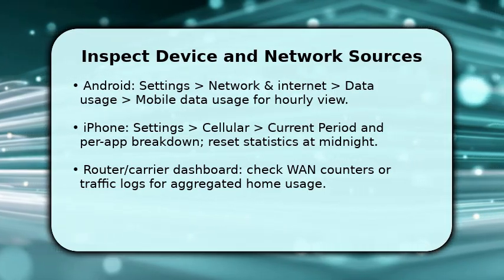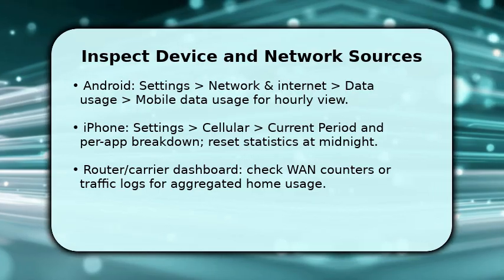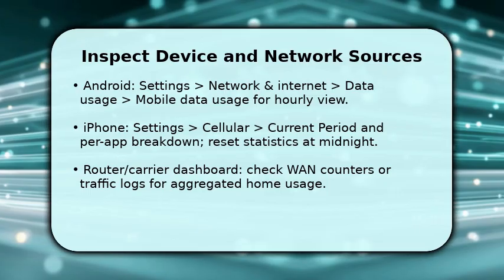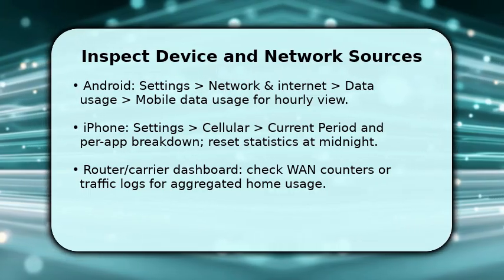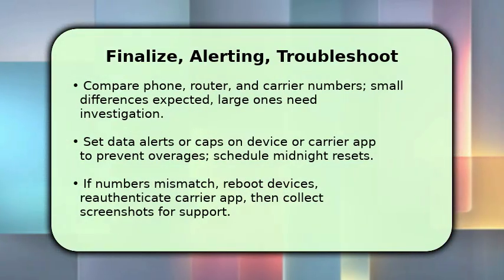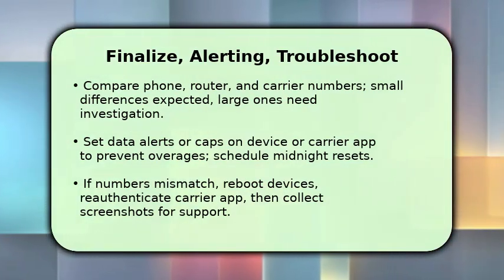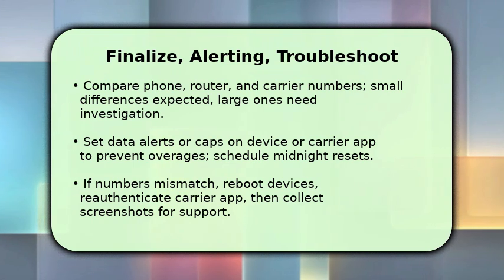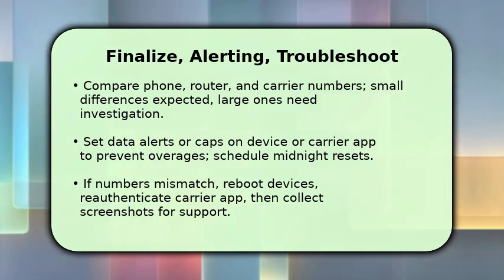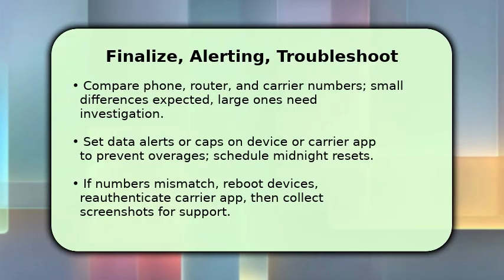For Wi-Fi, log into your router or carrier dashboard to read WAN counters and traffic logs. That reveals devices generating data you might miss on the phone. Finish by reconciling all sources and creating protections. Compare your phone's live counter with router and carrier totals. Minor gaps happen due to sampling, but big mismatches suggest sync or reporting delays.